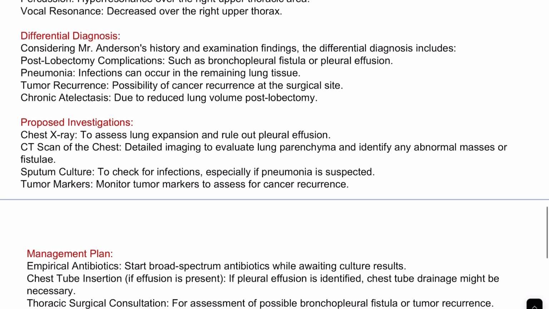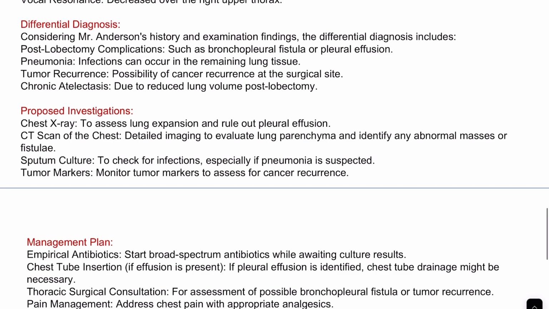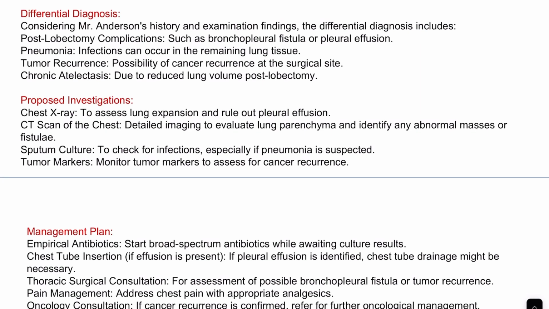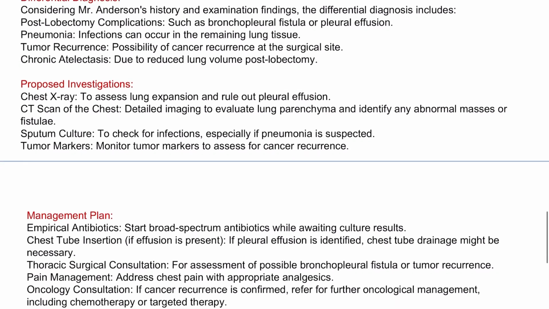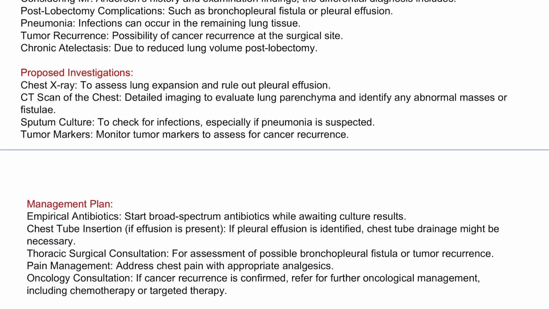Then you're going to propose some investigations in your presentation. I would like to do a chest X-ray to assess the lung expansion and rule out pleural effusion, a CT scan of the chest, which gives us an idea about the lung parenchyma and identifies any masses, sputum cultures to check for infection, and tumor markers to assess for cancer recurrence.